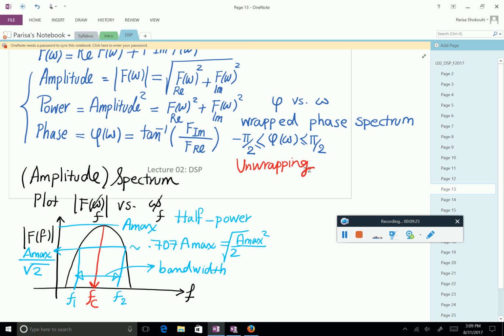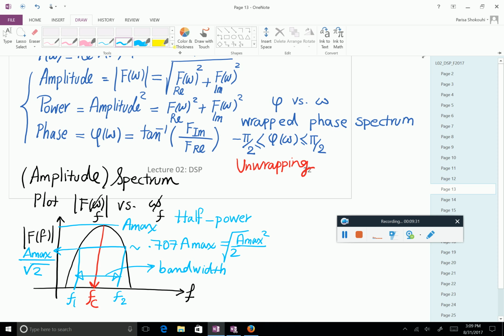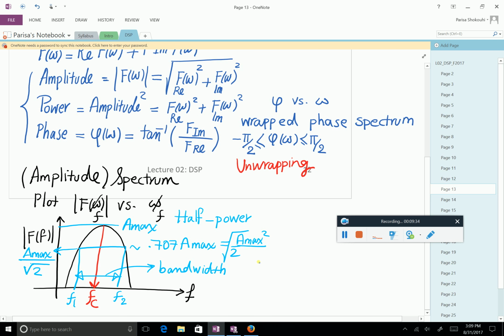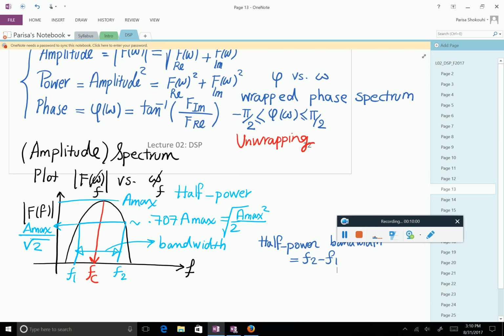So we even have different definitions for this half power. So some people define it just the bandwidth. Let me write it nicely. Half power bandwidth. So you just look at how much. Then the unit is kilohertz or megahertz or whatever. If you want to normalize it, you normalize it by the center frequency.